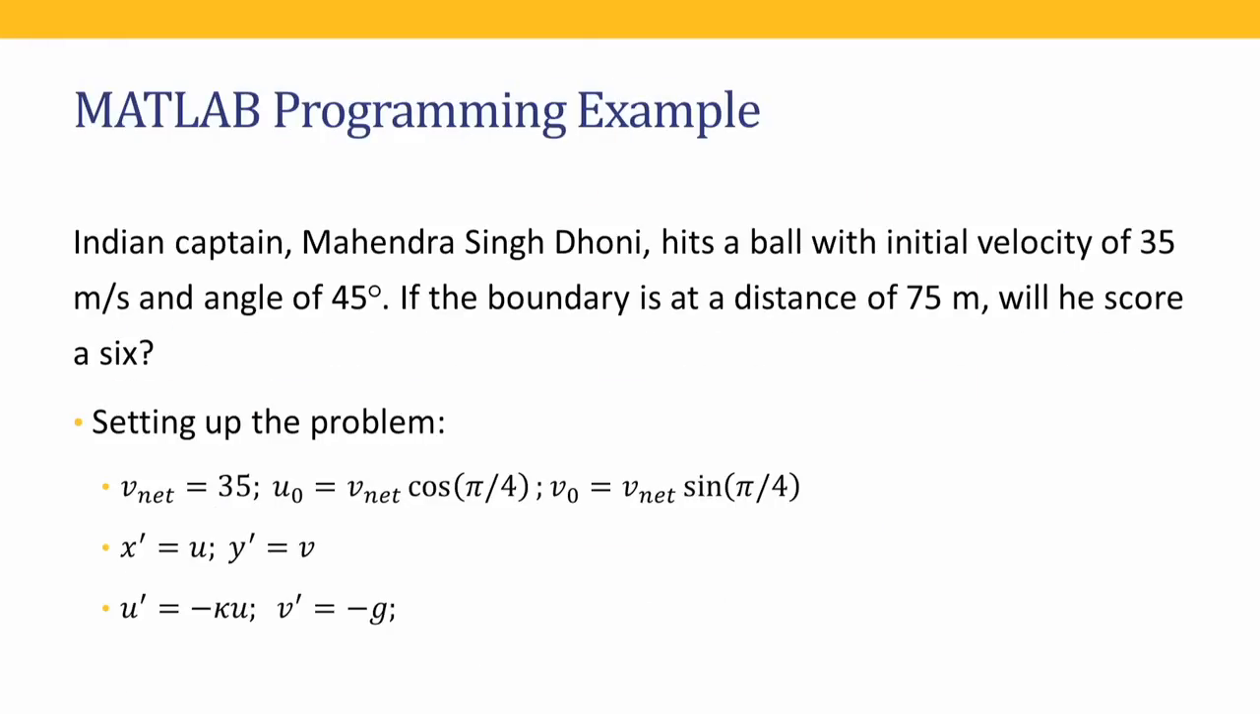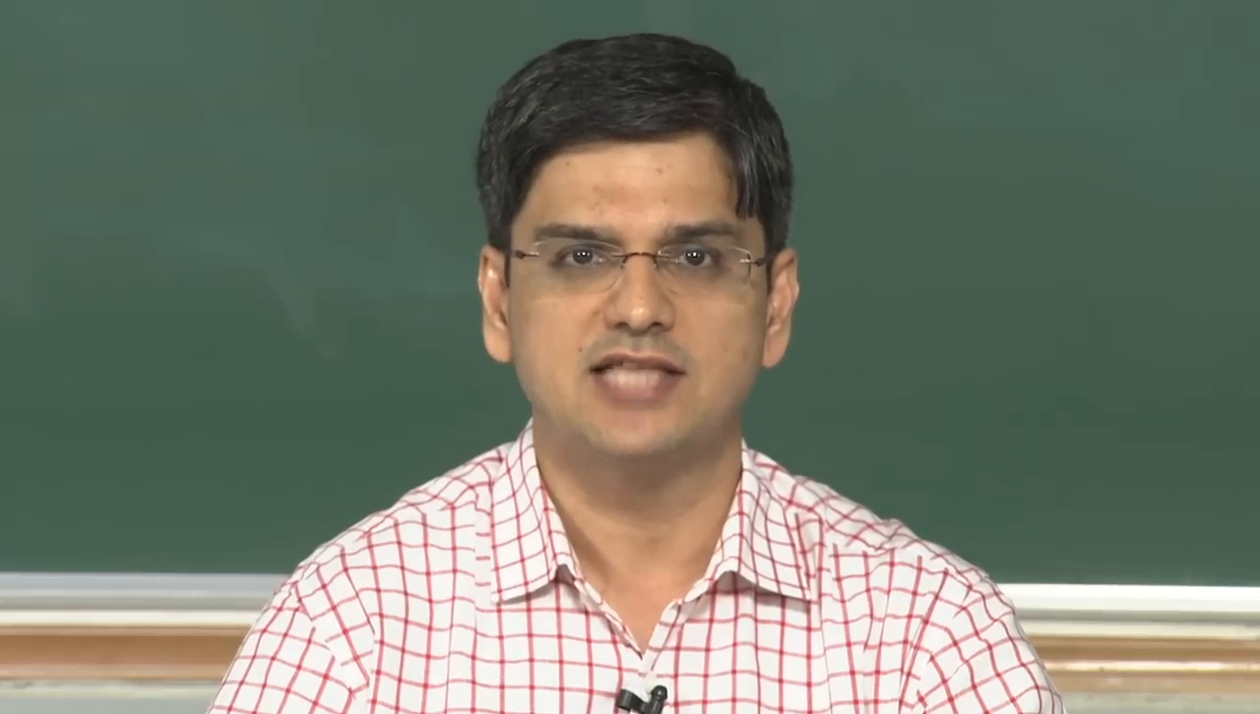Okay. So this particular file uses the following example. This is an example of the famous cricketer, current captain of the Indian team, Mahendra Singh Dhoni, trying to hit a ball for a 6. Dhoni hits the ball with an initial velocity of 35 meters per second at an angle of 45 degrees. And the question that we are asking ourselves, which we'll solve in MATLAB, is whether the ball is able to cross the boundary rope, that is 75 meters from where Dhoni is standing, in order for this to be registered as a 6.